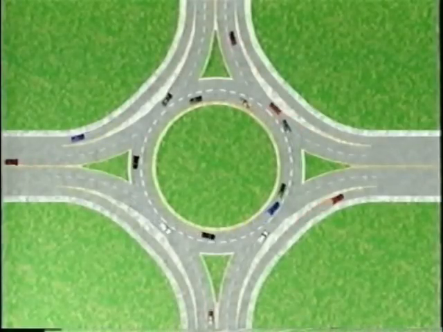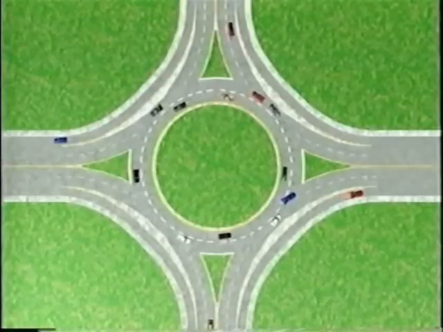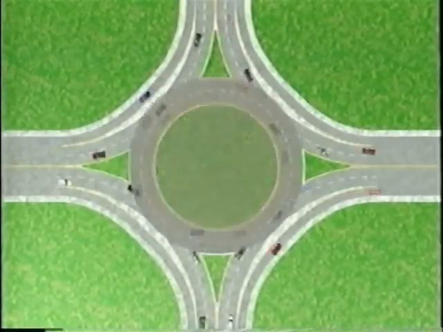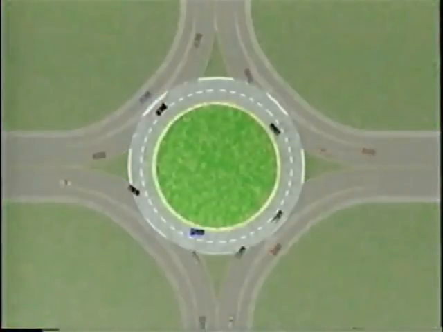In a traffic circle, the basic rules are simple. First, vehicles already in them have priority over those entering. Second, vehicles close to the center have priority over those further away.